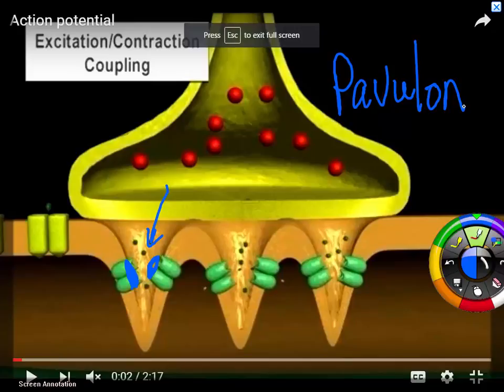So he said, give him some Versed and Pavulon. Versed puts them out. They go night-night. Pavulon paralyzes their skeletal muscle. So you're supposed to give the Versed first, then the Pavulon. And know this, when you give them Pavulon, their brain works. They just can't move anything.